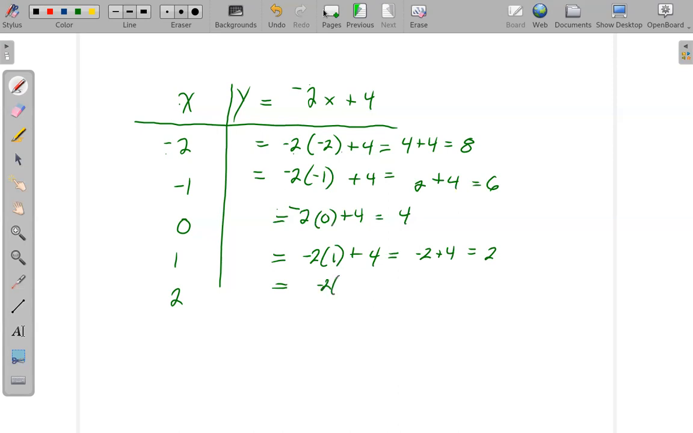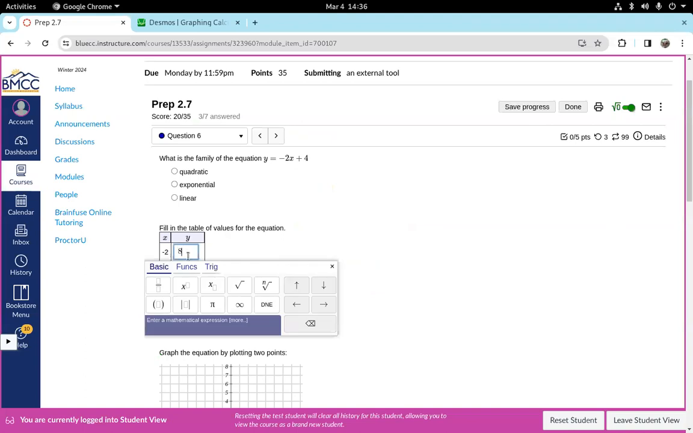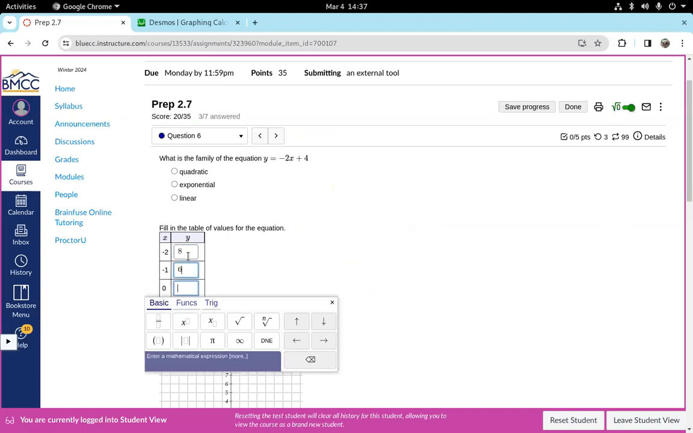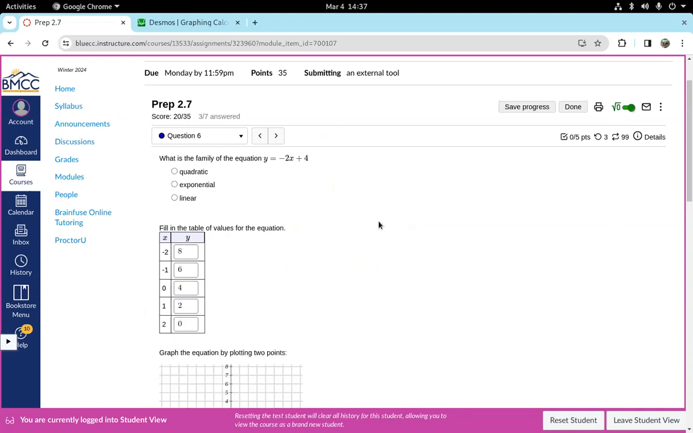negative 2 times 2 plus 4. So I'm just plugging in the number I'm given over here. So that's going to be a negative 4 plus 4, or 0. All right, so the values I have are 8, 6, 4, 2, 0. And oh, they're nice. They're dropping by 2 each time. It's an easy pattern. 8, 6, 4, 2, and 0.